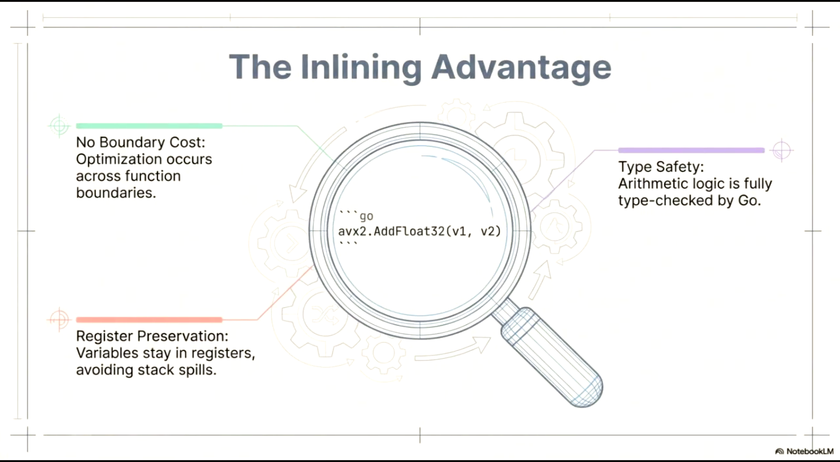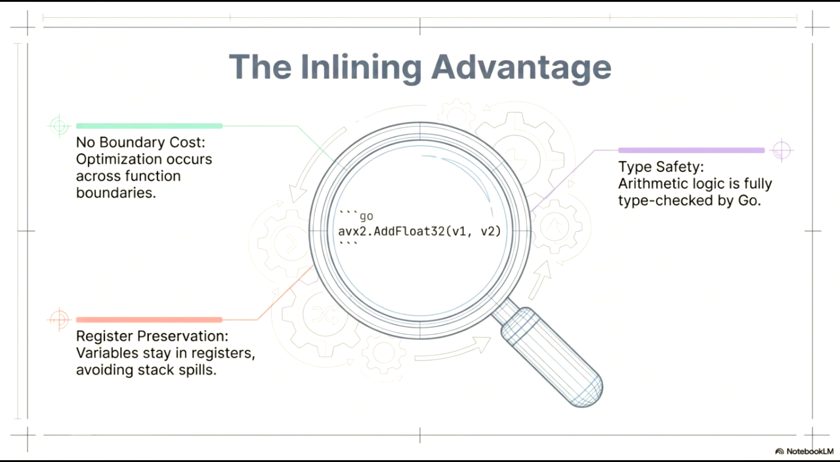Inlining offers several significant performance benefits, particularly when implementing low-level operations like the AVX2 addition shown here. One of the primary advantages is the elimination of boundary costs. By removing the overhead of traditional function calls, the compiler can perform optimizations across what would otherwise be rigid function boundaries. Furthermore, inlining facilitates better register preservation.